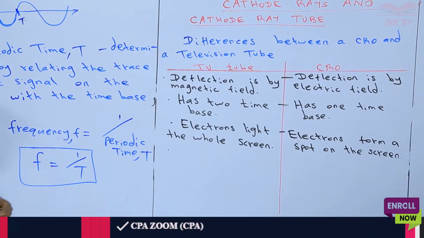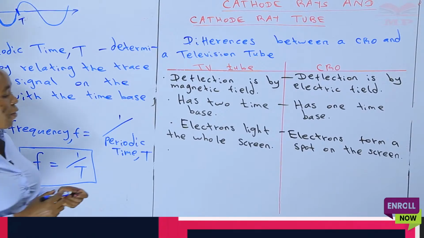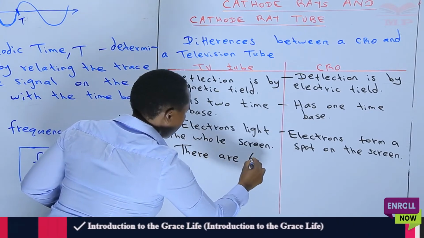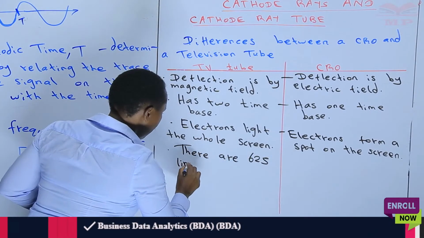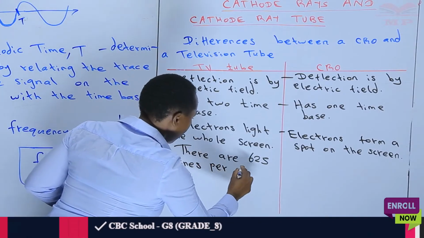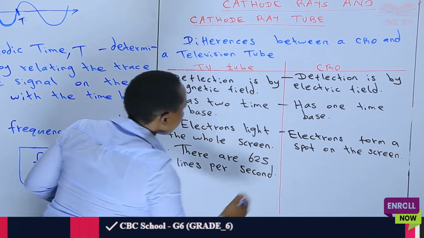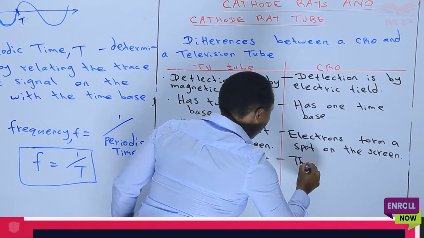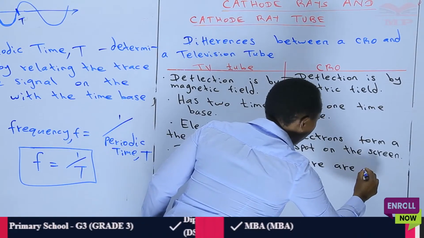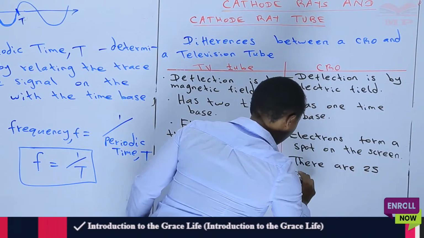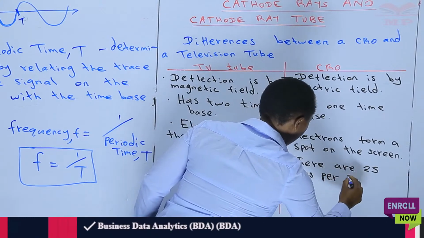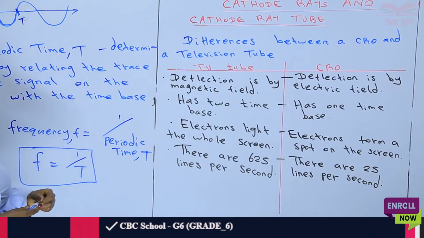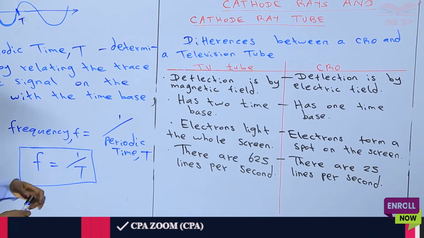Finally, there are 625 lines per second in a TV tube, whereas in a CRO, there are only 25 lines per second. So those are the four differences between a TV tube and a CRO.